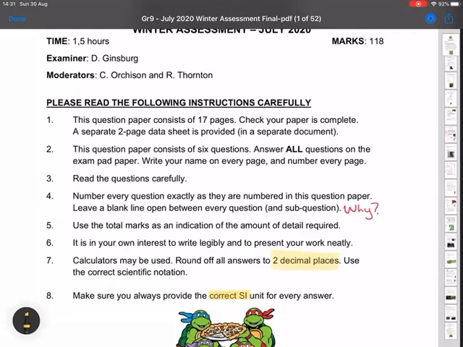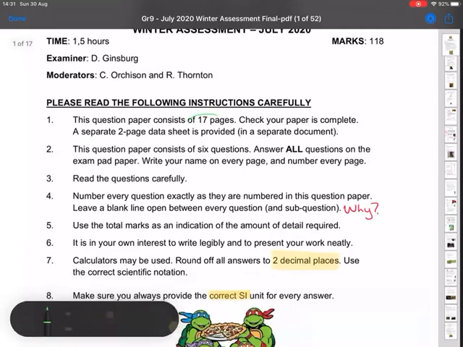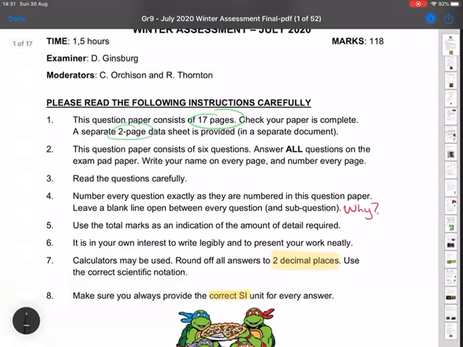Please, as with every exam, you need to read the instructions carefully. We don't just give you instructions for fun, you actually need to read them and follow them. So make sure you've got all the pages of your question paper and a data sheet. This paper is 17 pages and you get a 2-page formula sheet. You're going to get the same one in November.